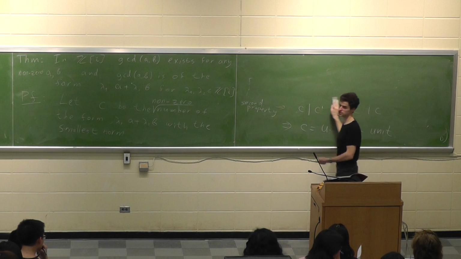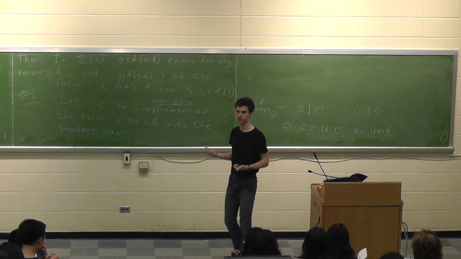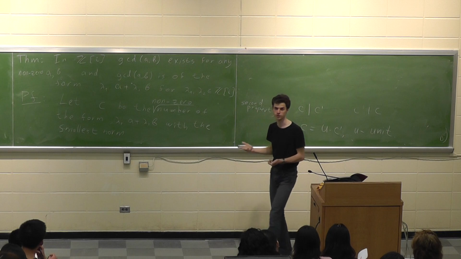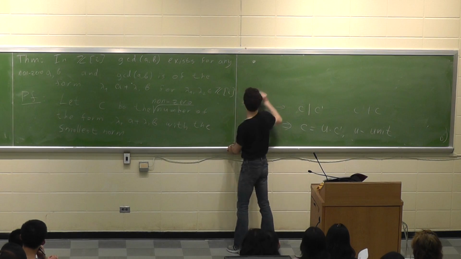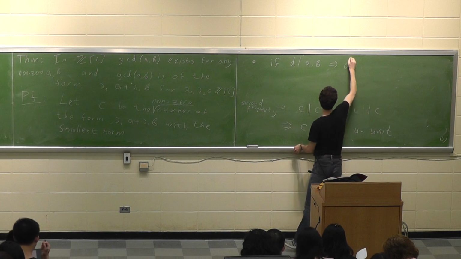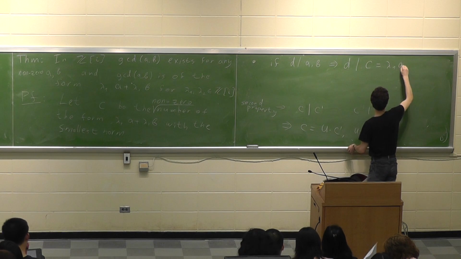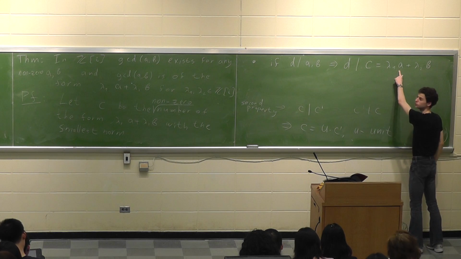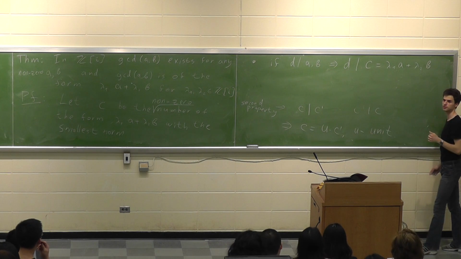Well, now I claim that this C is in fact the GCD, which means it is a divisor of both A and B, and if you have any other divisor, then this other divisor is a divisor of C. So let's verify these two properties. One property: if D is a divisor of A and B, then D is a divisor of C, just because C is of this form, lambda 1 A plus lambda 2 B. A is a multiple of D, B is a multiple of D, hence C is a multiple of D.